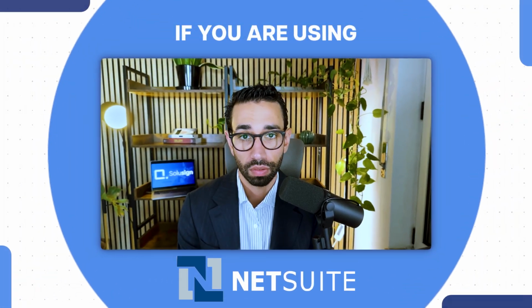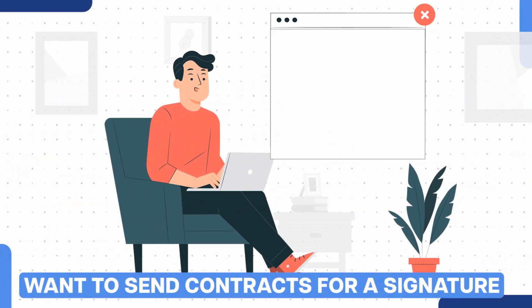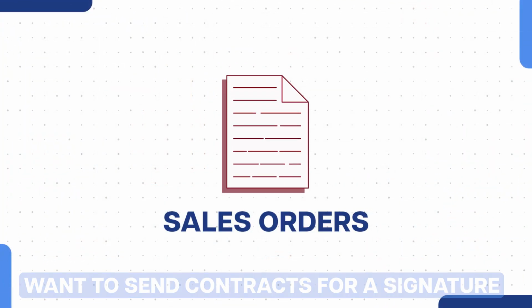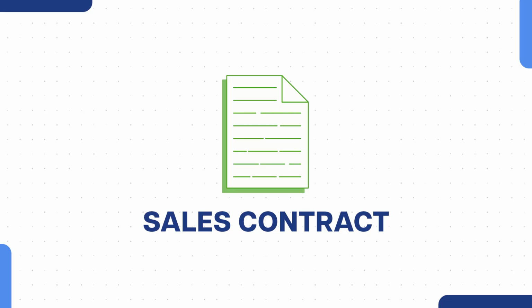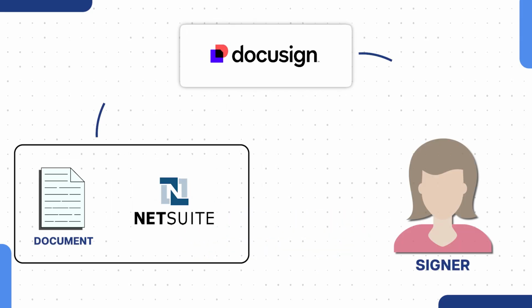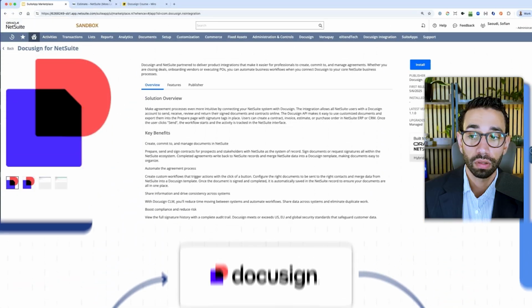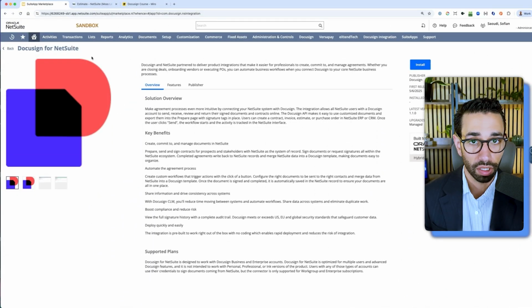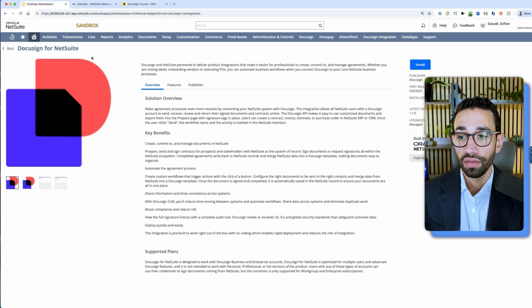If you're using NetSuite and want to send contracts for signatures, such as sales orders, sales contracts, or even HR onboarding paperwork directly from NetSuite via Docusign, you may have already looked at the Docusign for NetSuite standard connector that Docusign sells. And that's a great choice if your use case is quite simple. However, it is full of limitations.